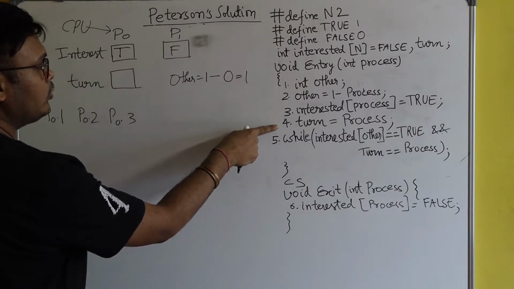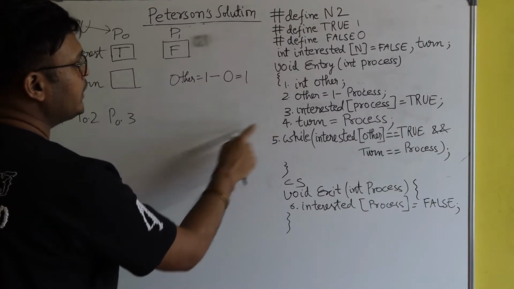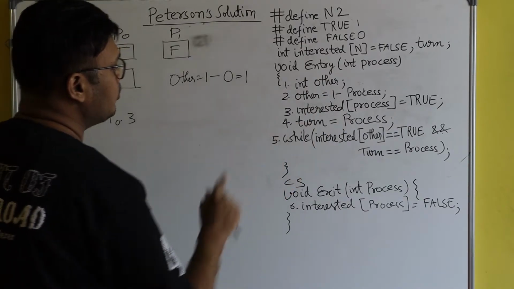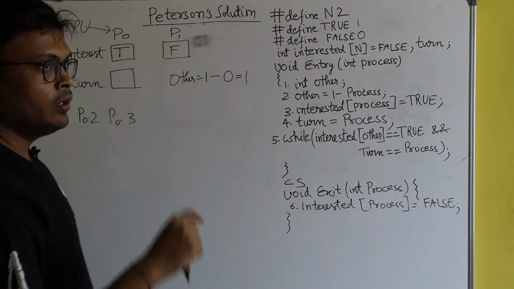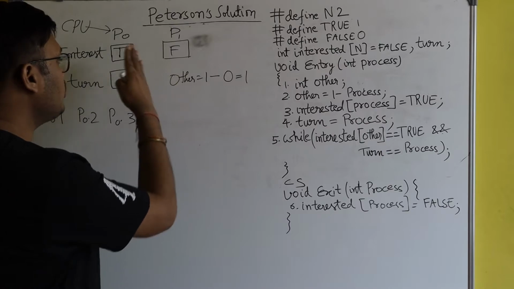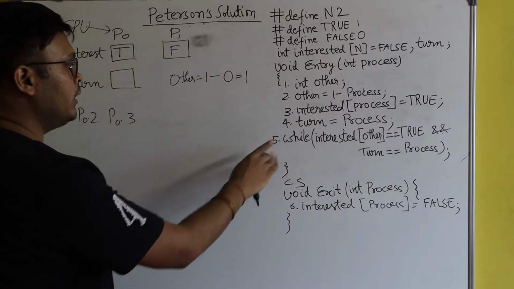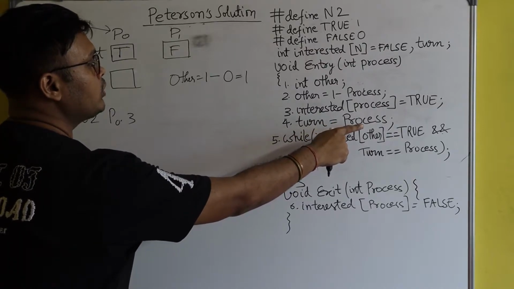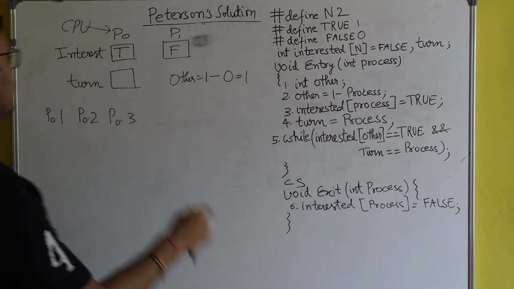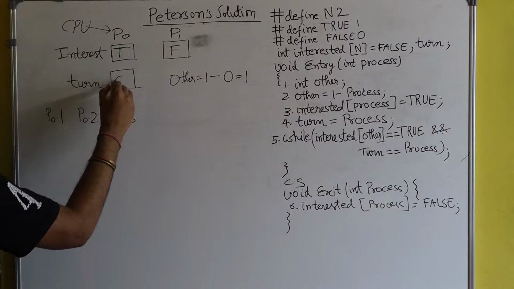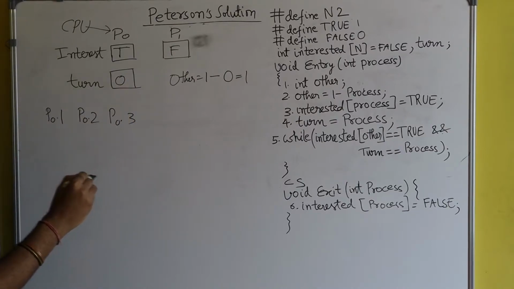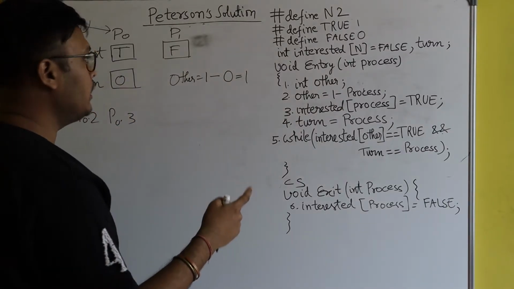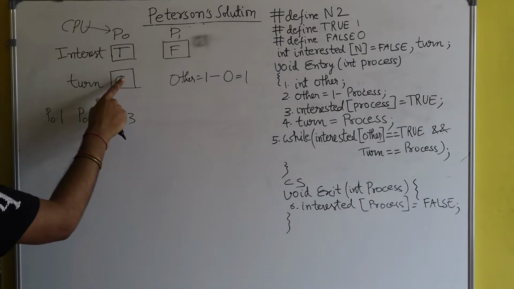Then let's execute line number 4. What's written in line number 4? Turn is equal to process. It means it is process P0's turn to enter inside the critical section. Therefore, turn is equal to process. What is process? 0. 0 means what? P0. So here I will write 0. Okay. If it would have been P1's turn, then here I would have written 1.